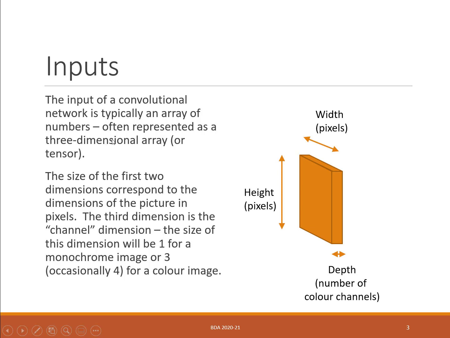The input of a convolutional network, as presented here, is typically an array or tensor of numbers representing a set of pixel values. The size of the first two dimensions correspond to the dimensions of the input picture in pixels. The third dimension determines the channel dimension. A monochrome or grayscale image has just one channel. Therefore, the size of channel dimension is 1 for grayscale images.